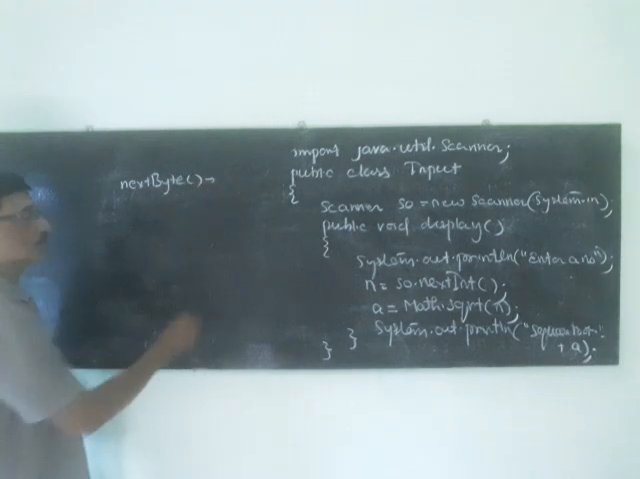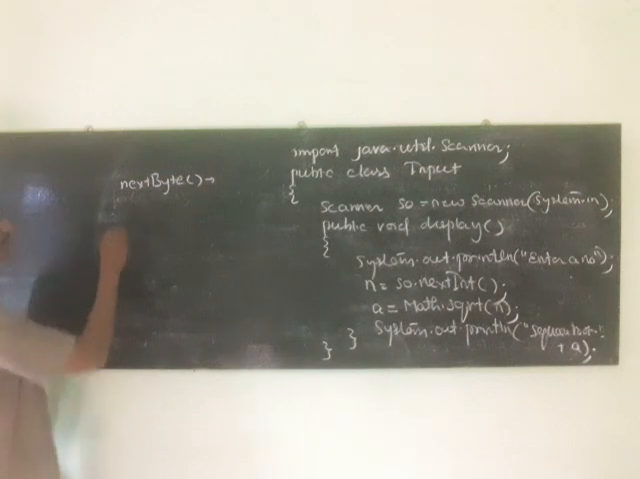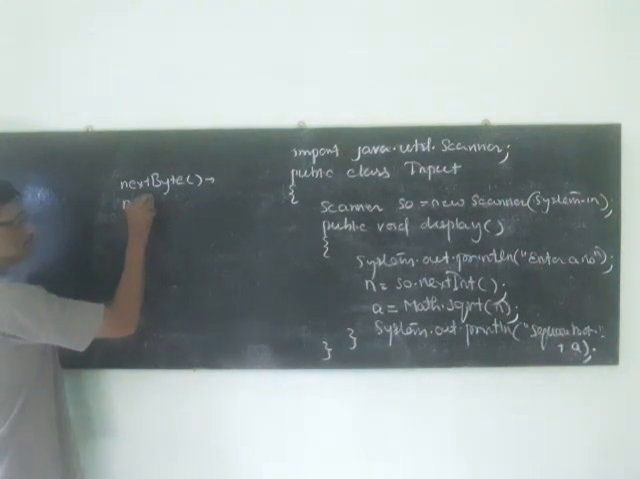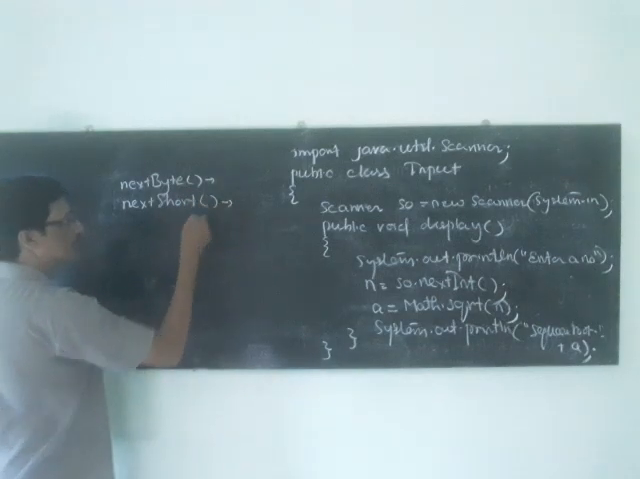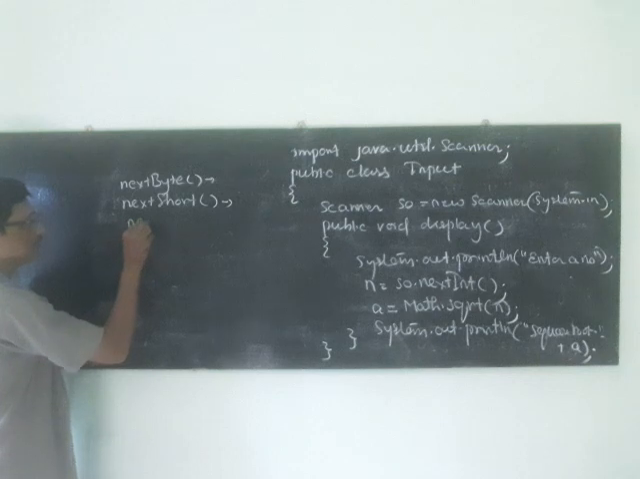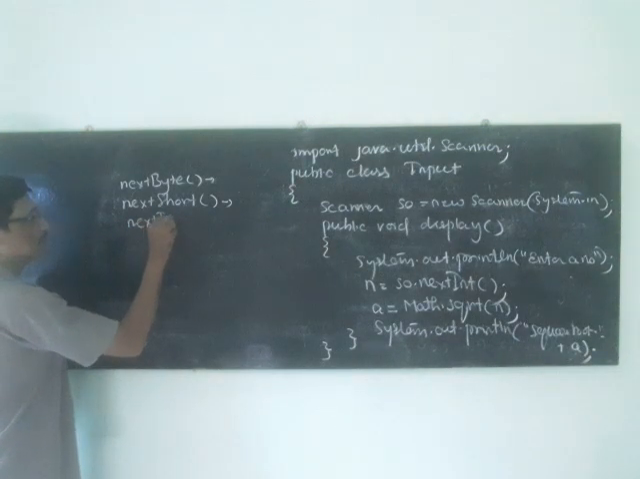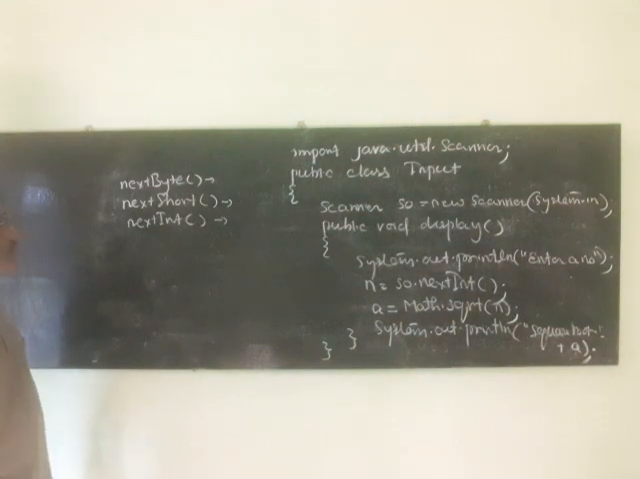If your input consists of byte data, then you can use the nextByte function. If your input consists of short data, then you can use nextShort. And the nextInt function we have already used. If your input consists of an integer, then you can use the nextInt function.